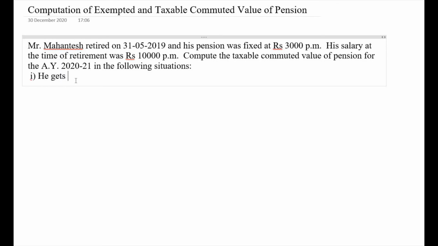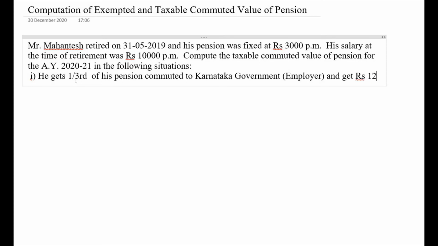Situation 1: he gets one third of his pension commuted, and he is employed with the Karnataka government, and gets rupees 1,20,000 as commuted value of pension.